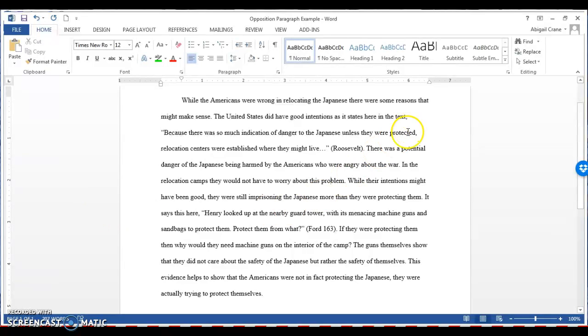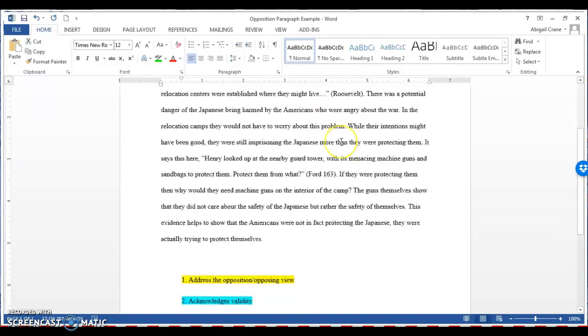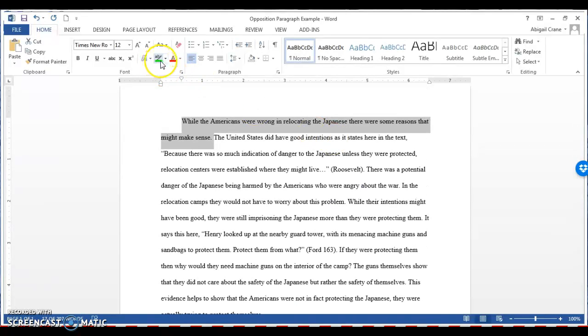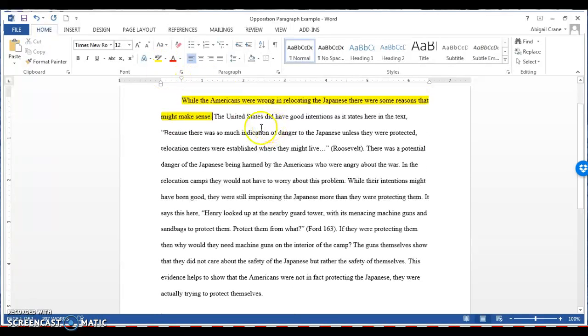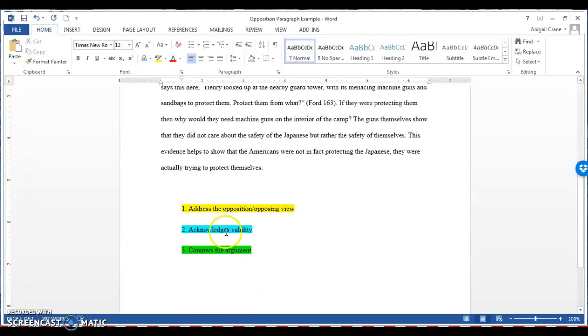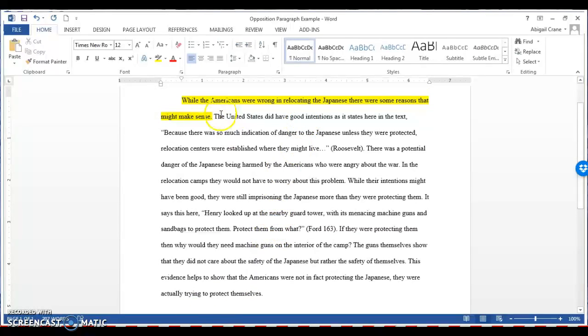So I'm looking at this, and I think that they address the opposition within the topic sentence. So let's highlight that in yellow. Then that immediately following sentence where they say that they had good intentions, that's acknowledging the validity. And I think they continue to do that into their concrete detail as well as their commentary following it, to the point, to the sentence. So let's highlight all that in turquoise.